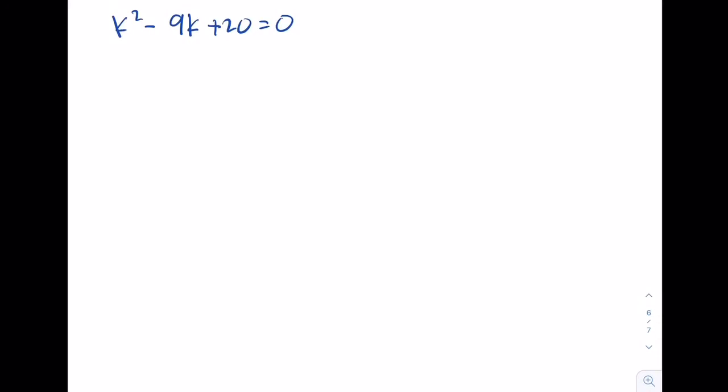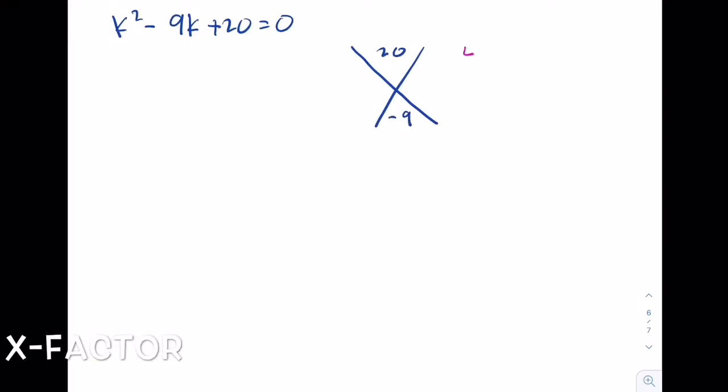Okay, next we have a couple examples. Here's the first one: k squared minus 9k plus 20 equals 0. First, we don't have a common factor we need to divide out, so we can just start factoring it. Say I put an x out here. We have 20 on the top, -9 on the bottom. So our two factors, I'm going to do 4 times 5, and they need to be negative, so -4 times -5, so they add to -9.